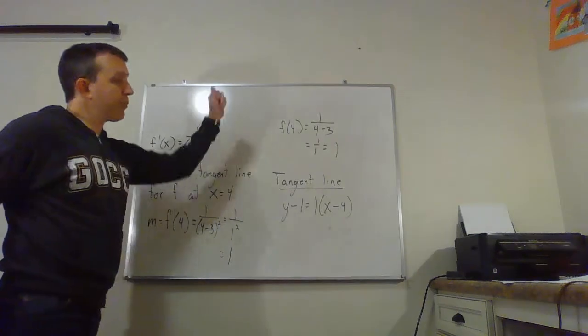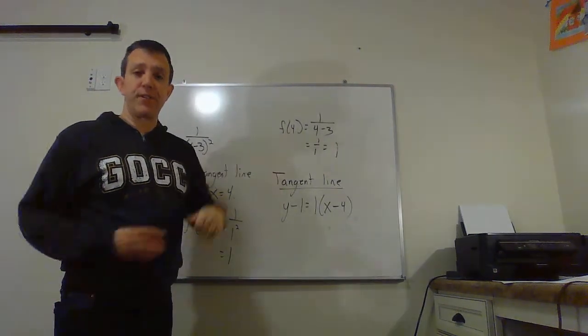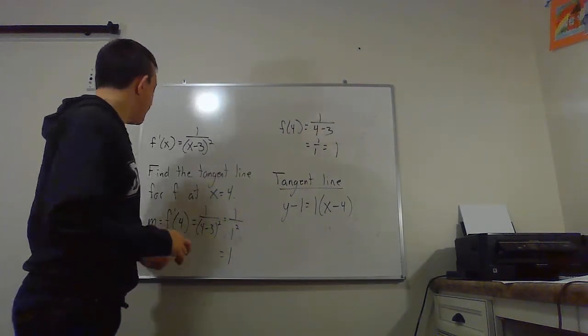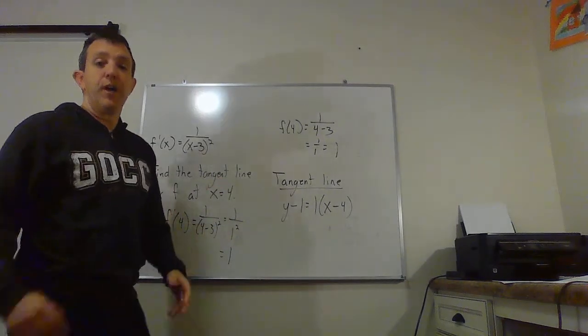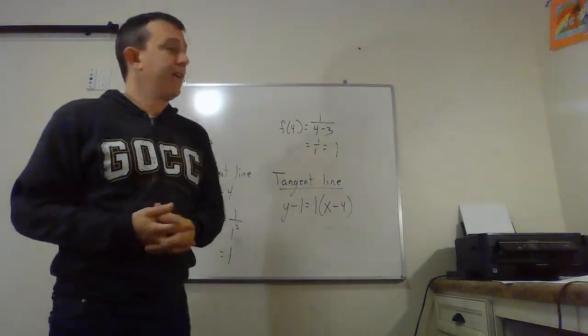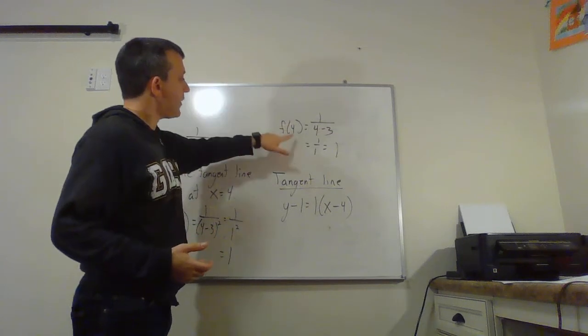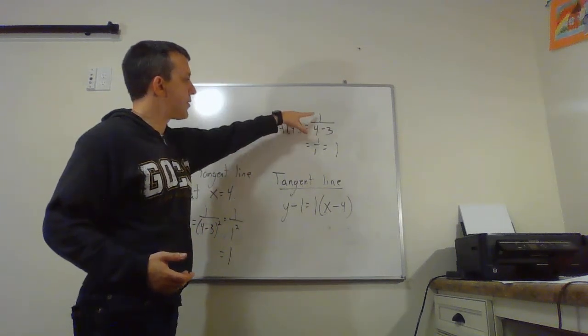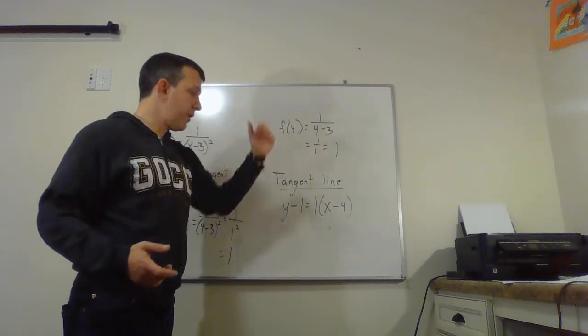We do, however, need one more thing for the tangent line. We need a y value for this point. We have the x value, we're working with 4, but we need to know the y value so we can write the tangent line. So if we just plug 4 into the original function, 1 over 4 minus 3 gives us another 1.